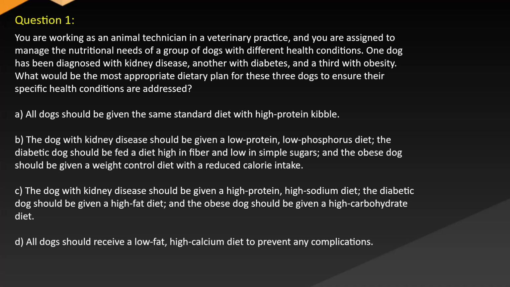C. The dog with kidney disease should be given a high protein, high sodium diet, and the diabetic dog should be given a high diet, and the obese dog should be given a high carbohydrate diet. D. All dogs should receive a low-fat, high-calcium diet to prevent any complications.